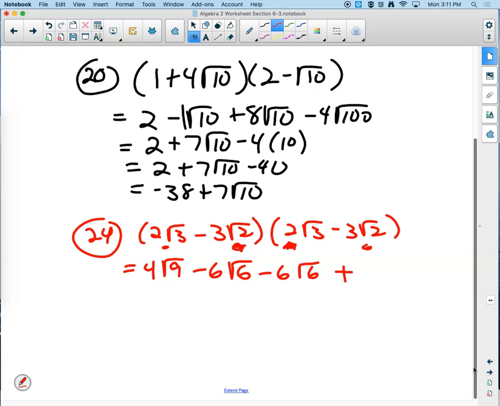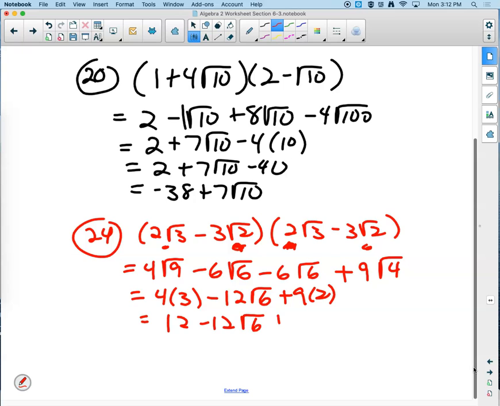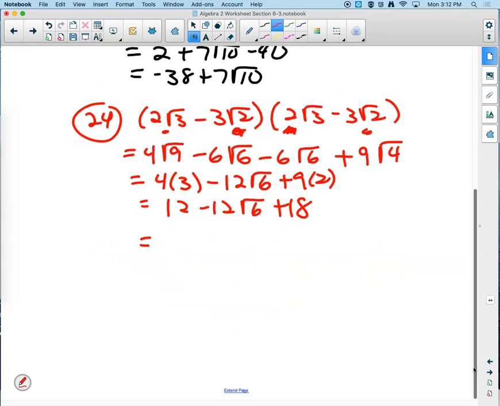Last times last, a negative times a negative is a positive. 3 times 3 is 9, and the square root of 2 times the square root of 2 is the square root of 4. So again, a couple light bulb moments here. We know that the square root of 9 is 3. We know that a negative 6 square roots of 6 minus 6 more square roots of 6 is minus 12 square roots of 6, which fits the pattern of a binomial squared, plus 9 times 2. And then we have 12 minus 12 square roots of 6 plus 18, and 12 plus 18 is 30 minus 12 square roots of 6. So that is number 24.